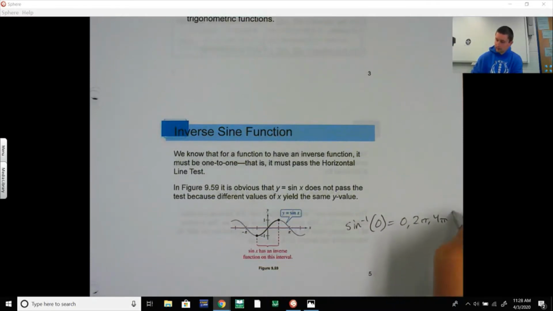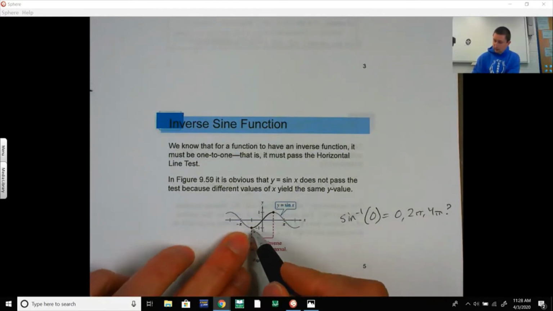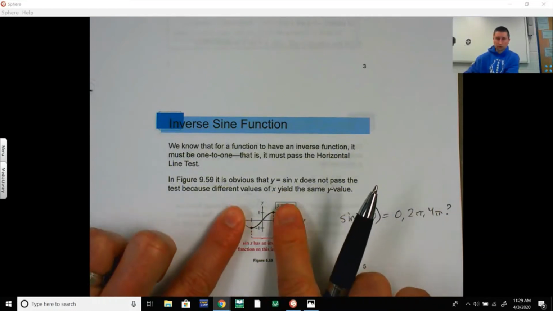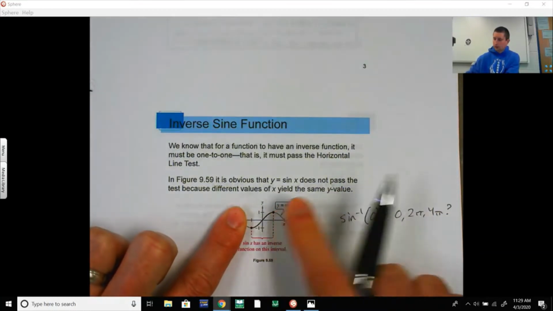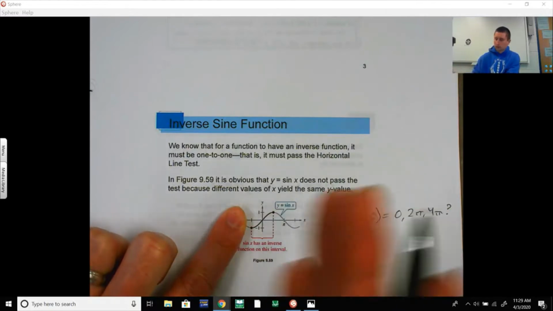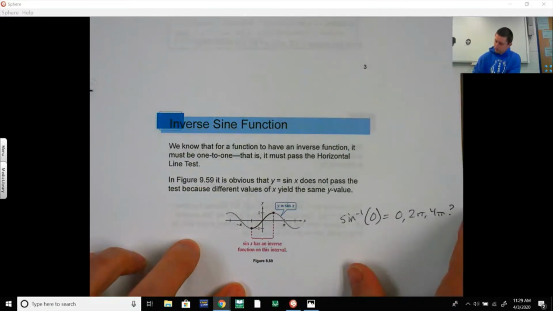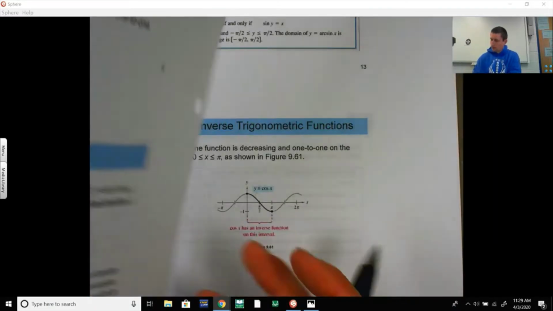Which one is it? So what they've done is they've restricted it to just this interval right here. They say, okay, for the inverse sine, we're just going to use this part of the graph. And that's kind of the trickiest thing with these, is knowing where your answer fits within this certain domain.